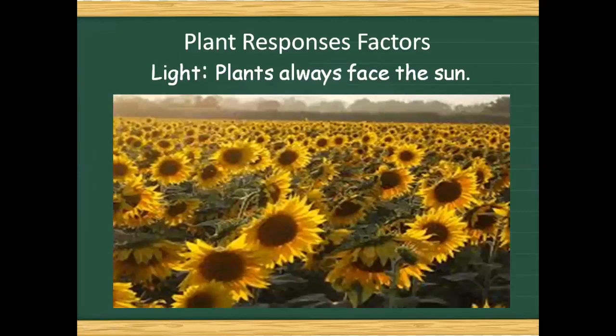Now, plant responses factors. One of the main factors, of course, is light. Plants always face the sun. If you have a plant on a windowsill of your house, you will find that the plant will bend towards the light. As you can see in this picture, this is what these sunflowers are doing. They will follow the sun. Where the sun is, where they will face.